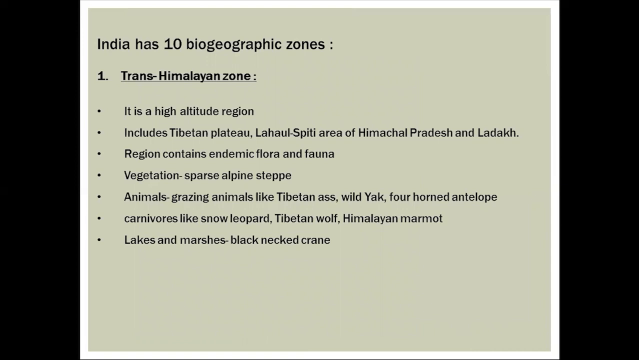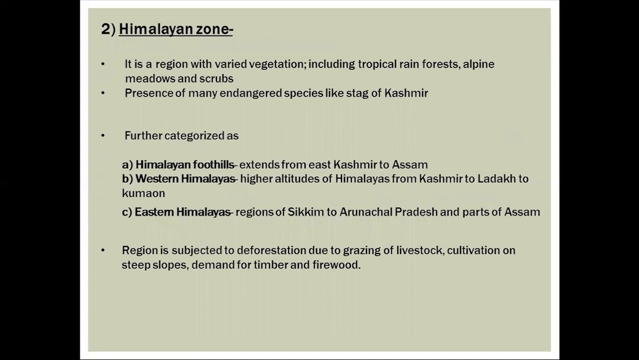The Trans-Himalayan zone is a region comprising the Lahaul Spiti area of Himachal Pradesh and Ladakh, and the vegetation here is mostly sparse alpine steppe. Then the wild yak and snow leopard can be found in this region, then the black-necked crane. Then we have discussed the Himalayan zone, where again there are three subdivisions: Himalayan foothills, Western Himalayas, and Eastern Himalayas.